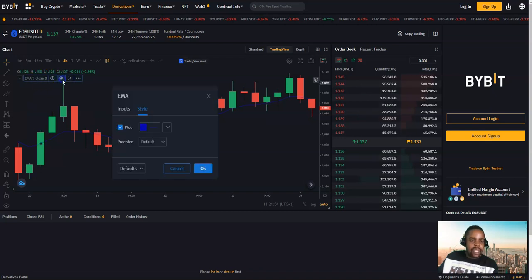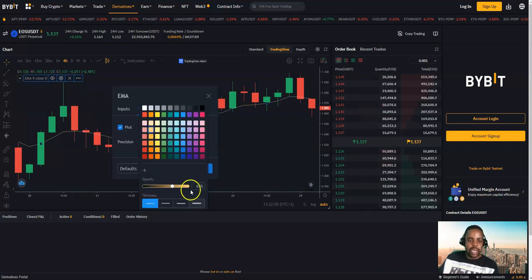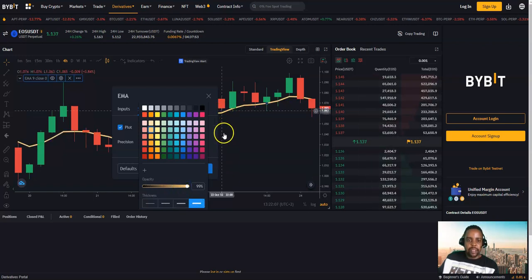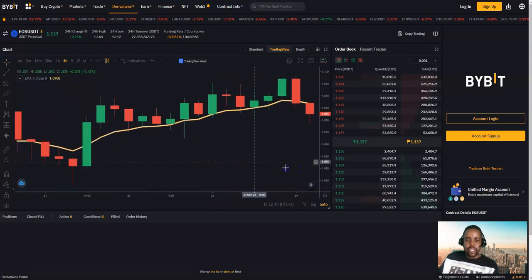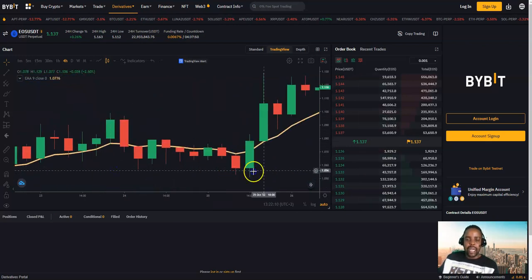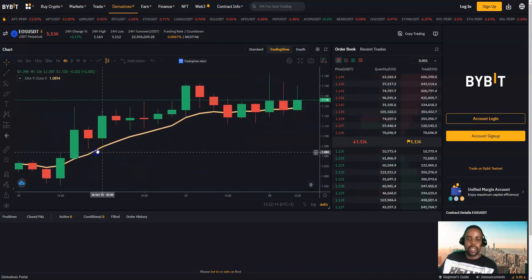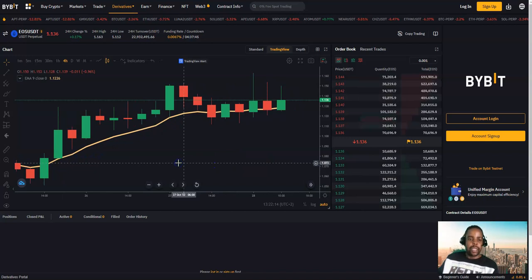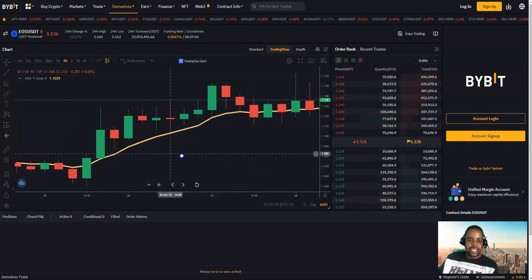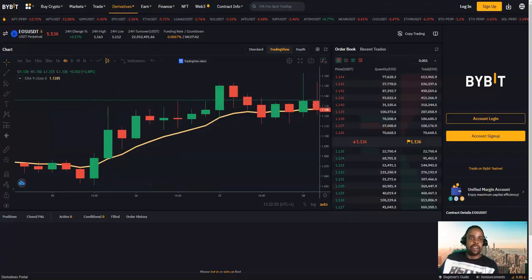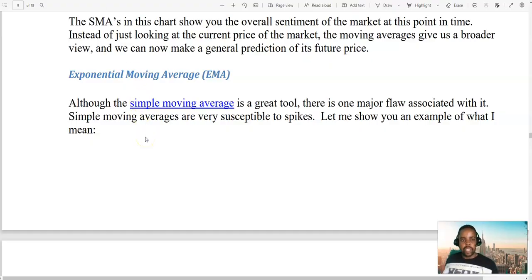But now this one is a bit different from the one that we spoke about, the simple moving average. This one tends to be quicker. Change the color, make it thicker. Yes, so this one tends to be quicker. And what period is it? It's also a 9 period exponential moving average, which is an EMA. Sometimes you can put both simple and exponential moving average. Before I go into that, let me read about the exponential moving average.